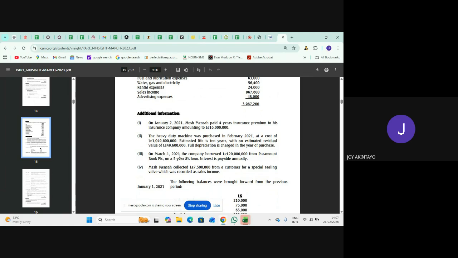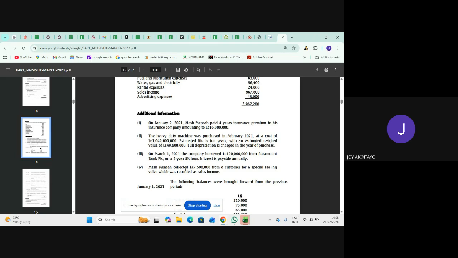On March 1, 2021, the company borrowed this amount from Paramount PLC on a 5 years 8% loan. Interest is payable annually. So what do we know? We need to just determine the interest expense on yearly basis. Are we together?